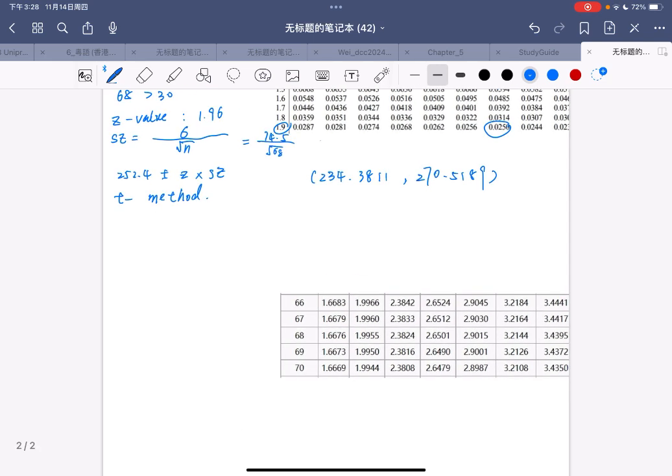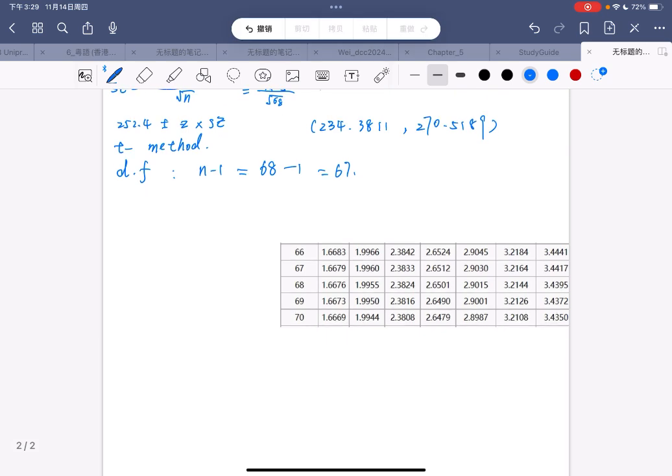Okay, secondly, we will use the T method to solve this problem. Firstly, we need to find the degrees of freedom. We use n minus 1, so the degrees of freedom is 68 minus 1, which is 67. Then, according to the statistical table, we can find the T value, which is 1.996.